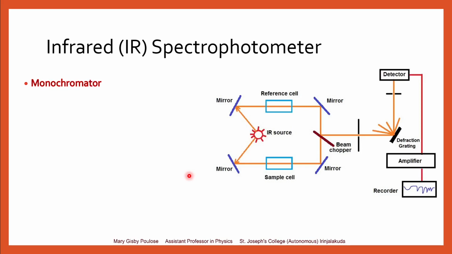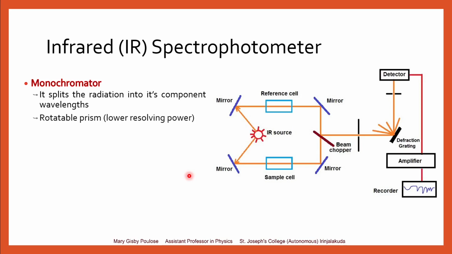Now the next component is the monochromator. The monochromator helps to make the beam monochromatic, into a single wavelength. It splits the radiation into the component colors, component wavelengths, and each wavelength can be selected. We make use of a rotatable prism or a rotatable grating for making light monochromatic.